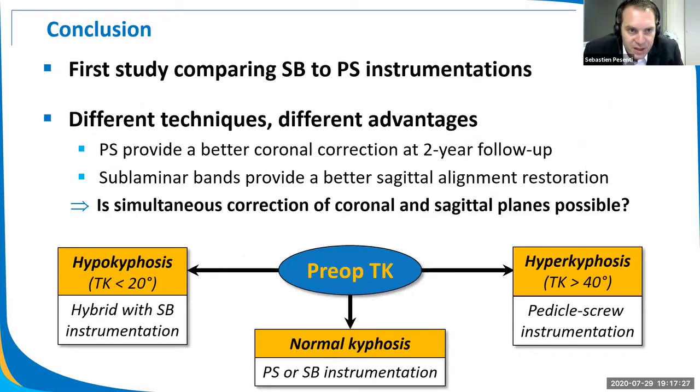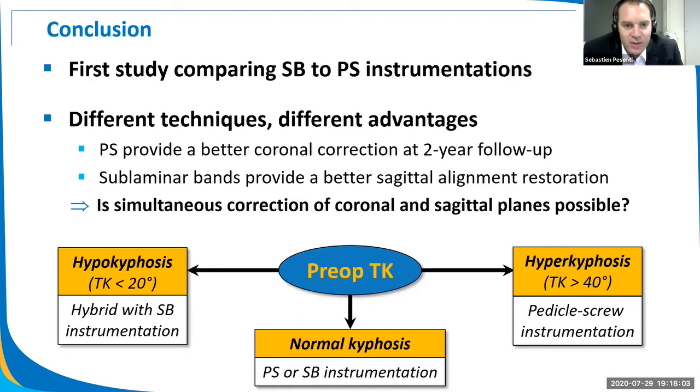So in conclusion, this is the first study comparing the sublaminar bands to the pedicle screw instrumentations. These are different techniques with different advantages, and they may be used in different patients. The pedicle screws provide a better coronal correction at 2-year follow-up. That's what we've seen, even if the coronal correction was very good with the bands as well. But the bands have the ability to provide a better sagittal alignment restoration, with really a greater increase of kyphosis.